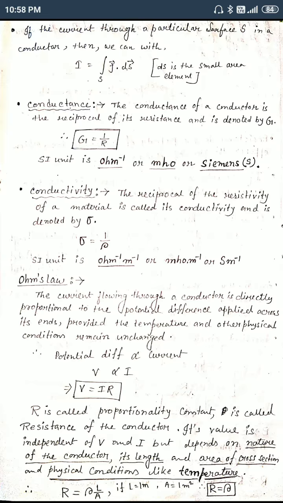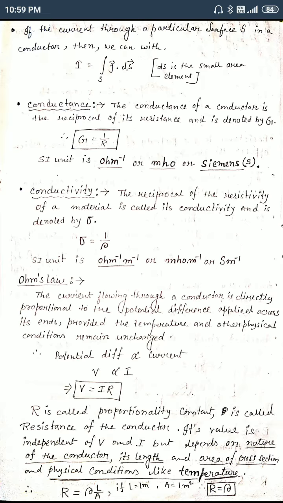So what will be the unit? The unit of resistance is ohm, so the unit of conductance is ohm inverse, or it can be written as mho. Another unit is siemens, named after the scientist Siemens, and it is denoted by capital S. Clear? So conductance is the reciprocal of resistance.